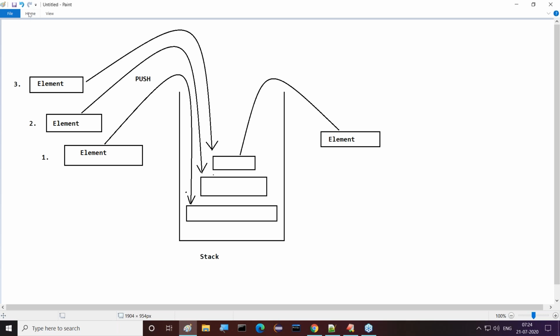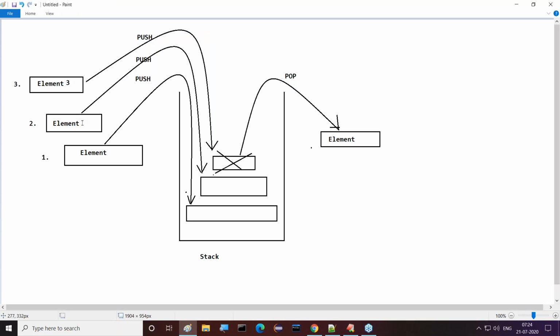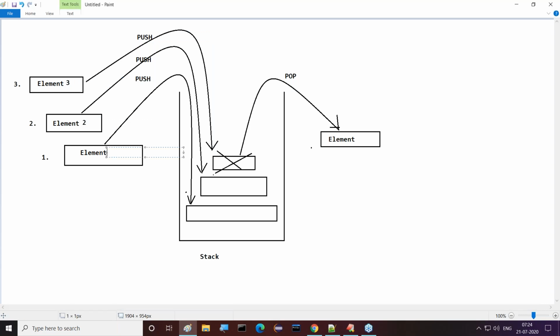Reading and removing an element, read and remove. This operation is nothing but which one? Pop operation. Here, 3 push operations we performed right now. This is also a push operation. This is the third element, this is the second element, and this is the first element. Now here also I want to write like which one?